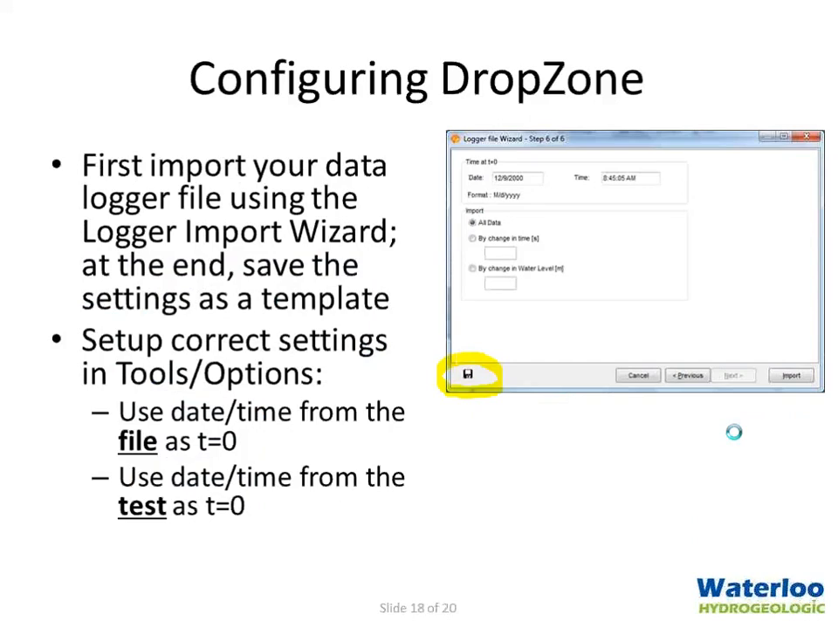There's a couple of different options if you want to use this DropZone, which you need to correctly configure in the Tools Options window. So there's two options. You can use the date and time from the file as the starting point or as time equals 0, or you can use the date and time value that's specified in the test as the time equals 0. So be sure that you choose the correct option or set the appropriate date and time in the settings before you use this option. Otherwise, your data may not load in correctly.